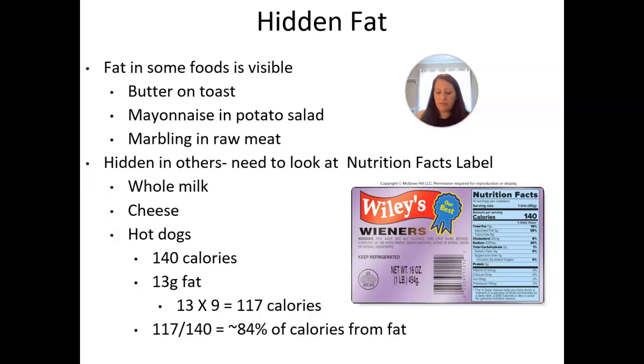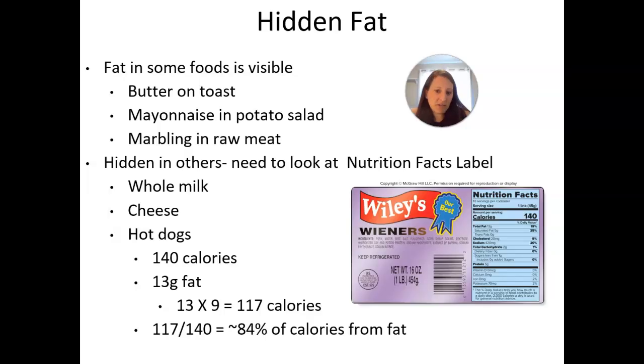Some other sources of fat. So I just want to make this point that some fat is visible, right? You know you're eating it. So butter on toast, oil in a bottle, mayonnaise in potato salad. You can see it marbling in red meat. I showed you that picture of bacon. You can see the white strips going through it. It's very easy to see some fat. We call that visible fat.